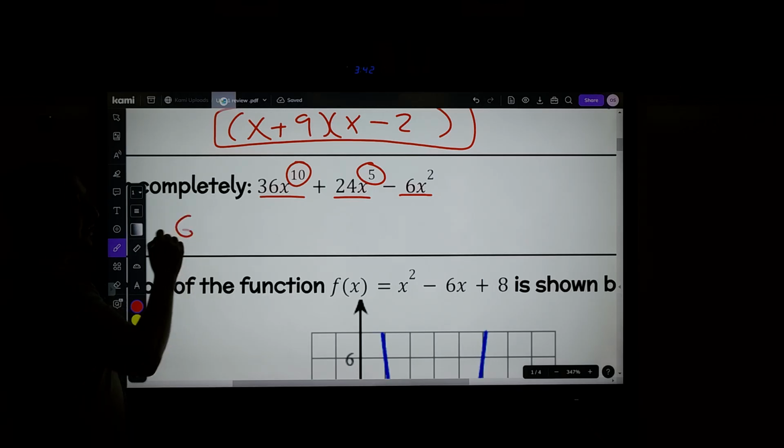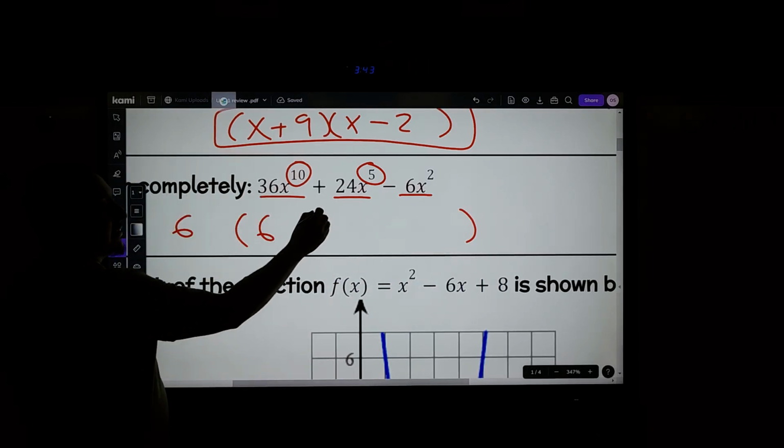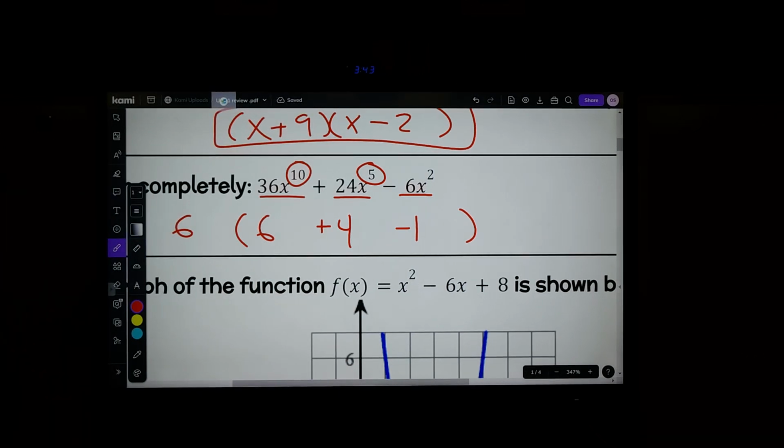6. Okay, 2 does go into those, but you want to pick the biggest number. 6 is the biggest number. And so 36 divided by 6 is 6. 24 divided by 6 is 4. And 6 divided by 6 is 1.